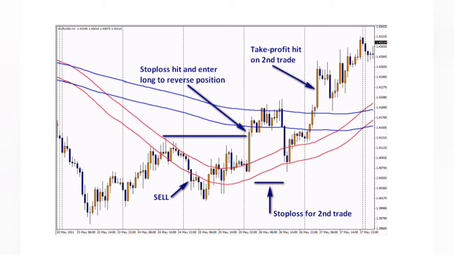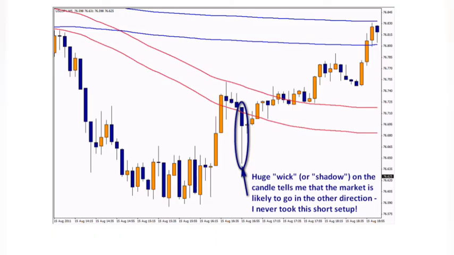Staying out. Sometimes you have to have little rules that help keep you out of trade setups that don't seem quite right. The following trade is one that I never entered, even though all the criteria was met: red below blue, pull back into red, close below lower red, etc.